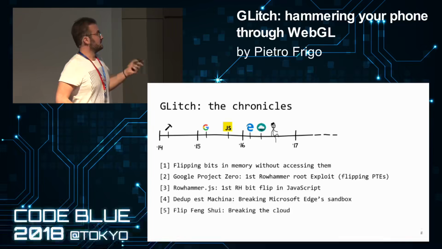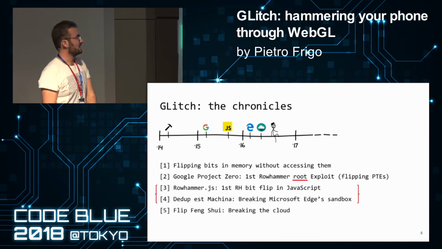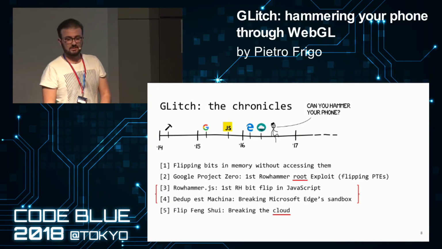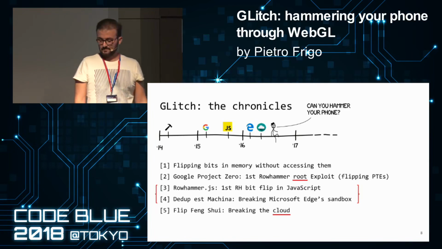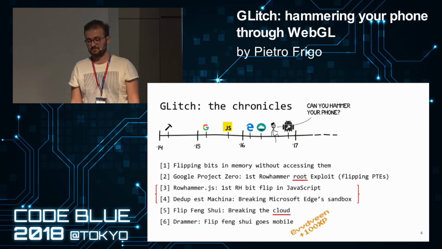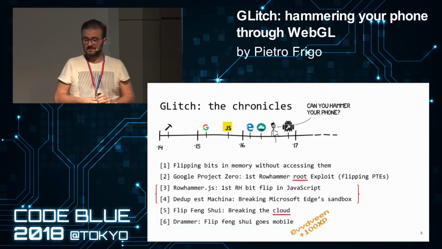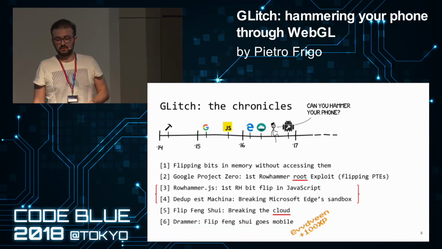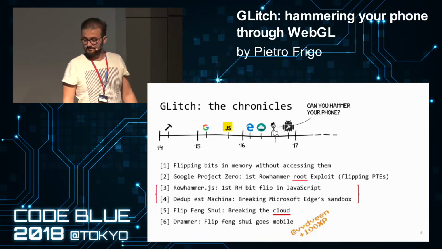So I did a bit of a recap, and I thought, okay, there is a root exploit, two JavaScript exploits, and one on the cloud. So the next step is clearly, can you trigger these bit flips on your mobile? And it turns out that somebody else had already thought about it. So Victor, another guy from our group, but at that time it was not yet my group, so I was not aware of this, was working on an exploit that could root Android phones using bit flips.